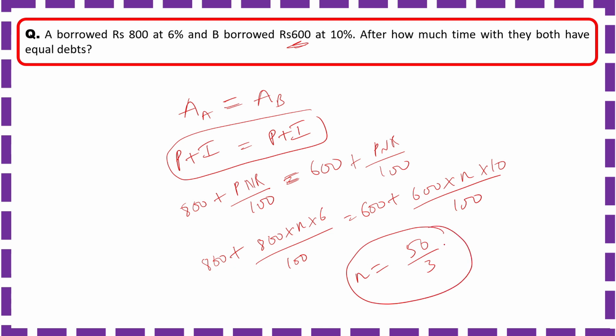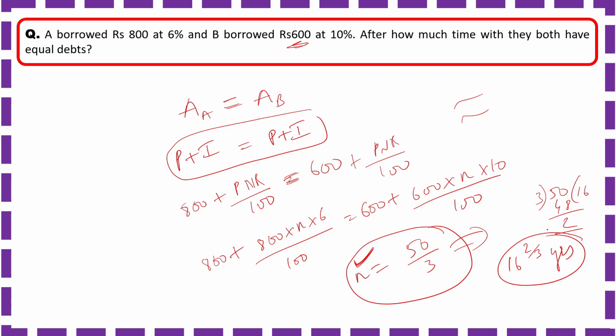N should always be expressed in years, be it simple interest or compound interest. It must be expressed in years. Please remember this. So we can further simplify 50 by 3, it is 16 2 by 3 years. So after 16 2 by 3 years, their debts, their amounts will be equal, right?